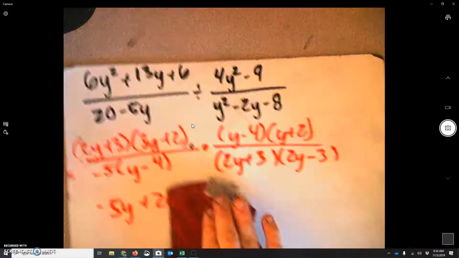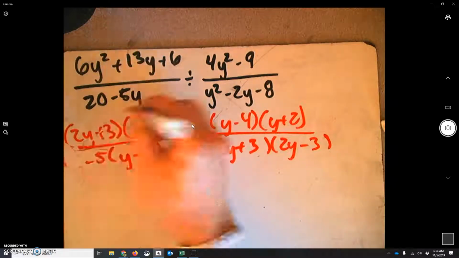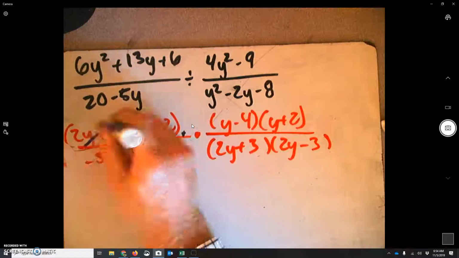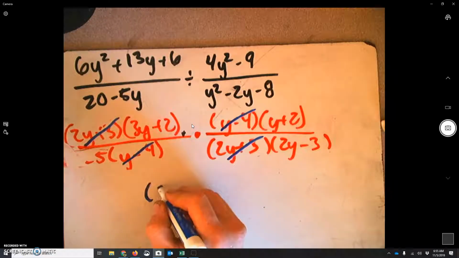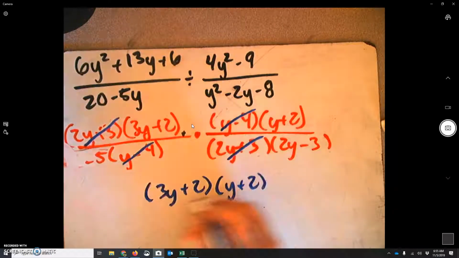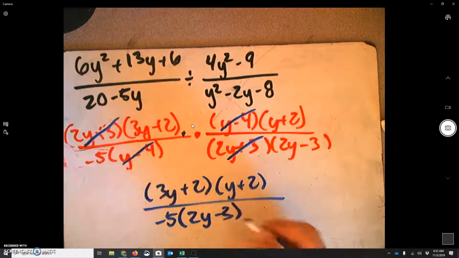All right, so let's go through and see what we can cancel out. Looks like we have a 2y plus 3. Ooh, this guy's dead. All right. There we go. So 2y plus 3, 2y plus 3. Y minus 4, y minus 4, and that's it. So we have left over 3y plus 2 times y plus 2 all over negative 5 times 2y minus 3.